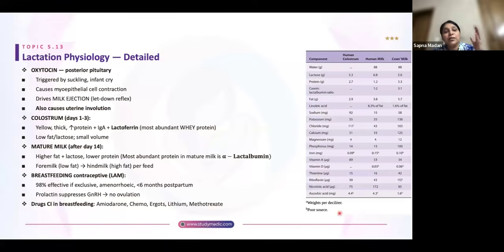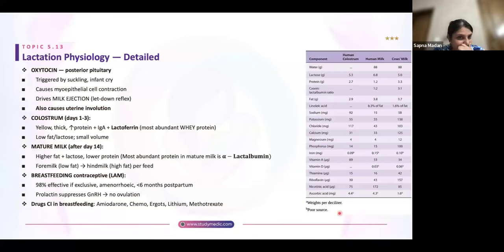Now, colostrum. Day 1 to day 3, you have the colostrum, which starts being produced from 16 weeks onwards. This is a yellow, thick fluid, very rich in proteins, secretory immunoglobulin A and lactoferrin. The most abundant protein in colostrum is secretory immunoglobulin A. The most abundant whey protein in colostrum is lactoferrin. These have been SPAs. Colostrum has low fat and lactose, and it is very small in amount.